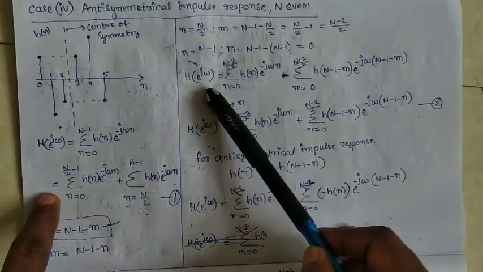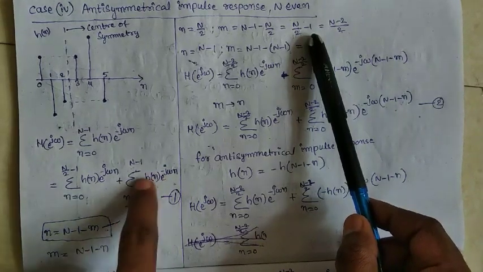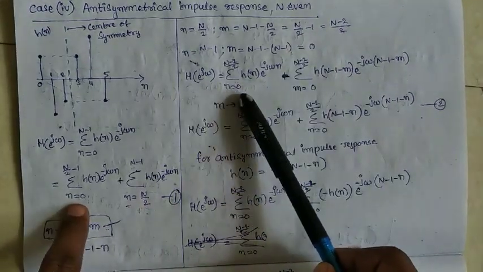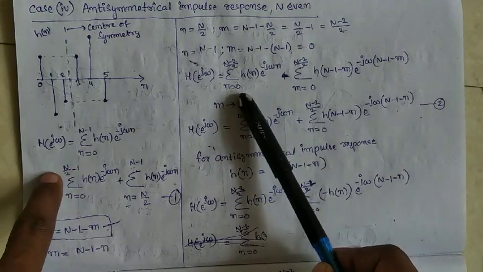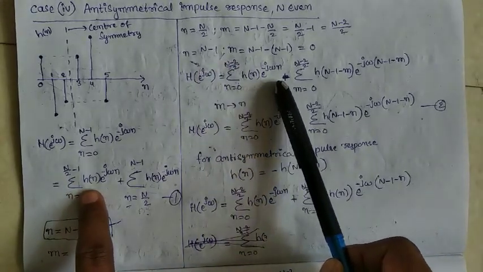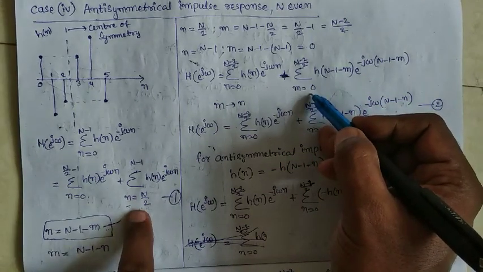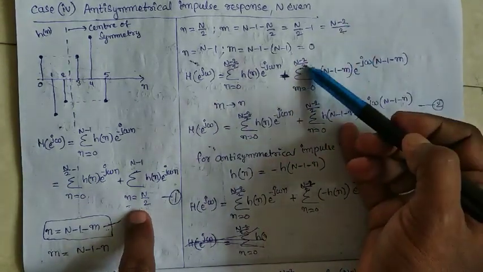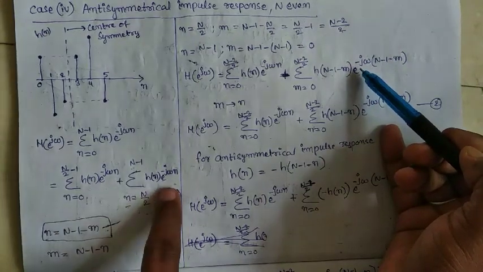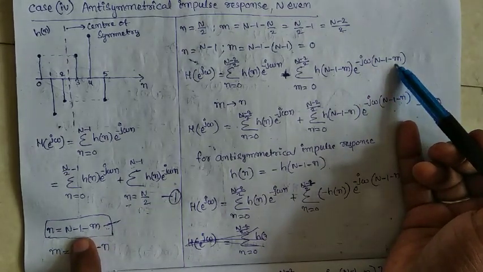Now we substitute those values in the second summation in equation 1. H of e power j omega is equal to summation n equal to 0 to N by 2 minus 1, that is N minus 2 by 2, of h of n into e power minus j omega n, plus summation m equal to 0 to N minus 2 by 2 of h of n, where h of n is h of capital N minus 1 minus m, into e power minus j omega times capital N minus 1 minus m.